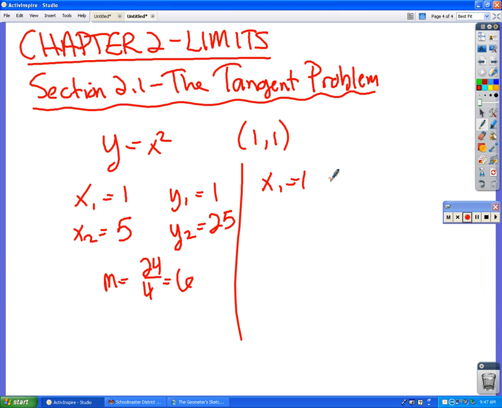Let's do x1, y1 are both 1. Now you're going to choose 2. Okay, what's my y value if x is 2 and my equation is y equals x squared? 4. Okay, this is where the calculators start to come in. Well, not yet, I guess. What's the slope?